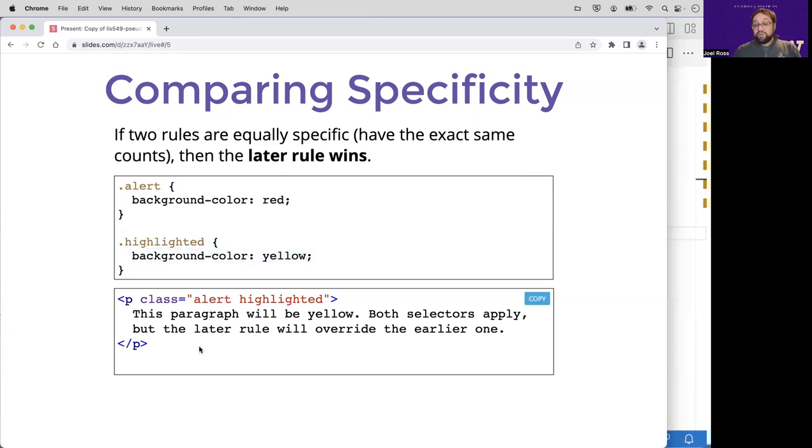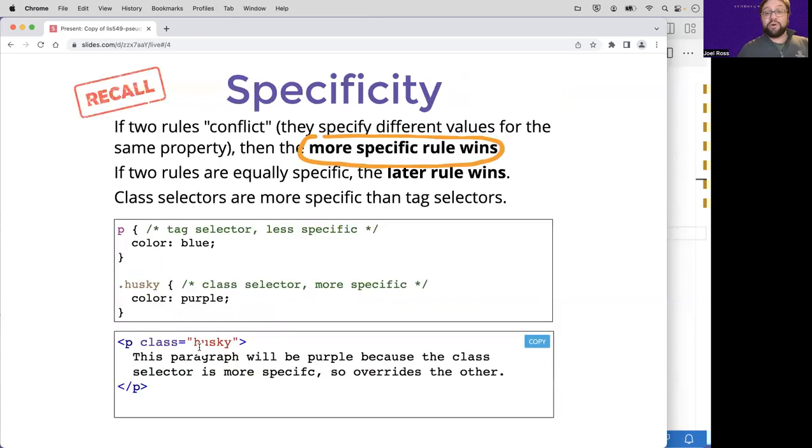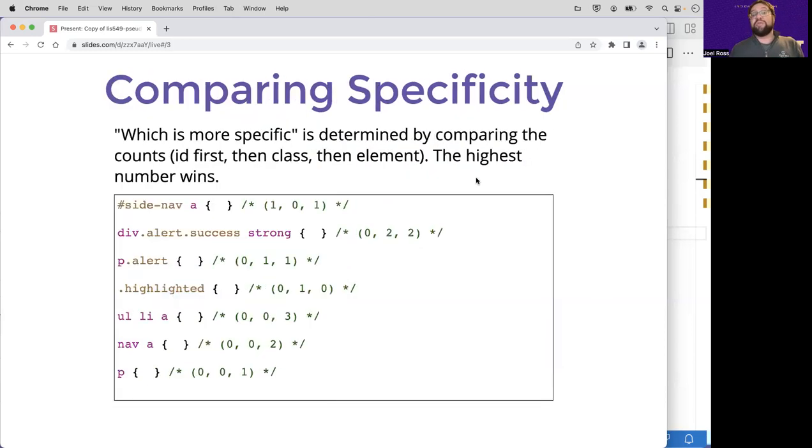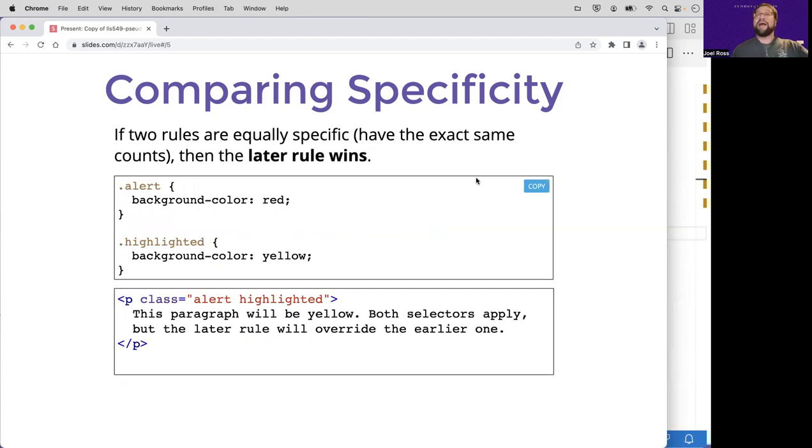So the line here, right, same thing we talked about before, is the more specific rule wins, and we can determine specificity by counting. But if 2 rules are equally specific, then the later rule is the one that applies, right? It overrides the previously defined rule that's equally specific. And that's the basic idea behind specificity, right? There's not actually that much to it. You count, and the things that are higher count win.